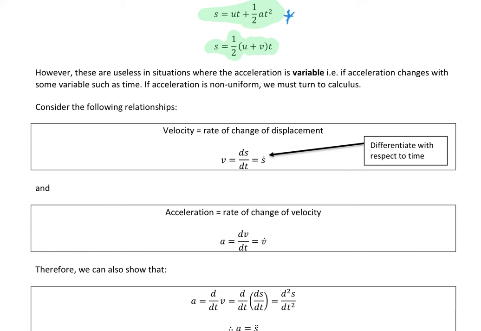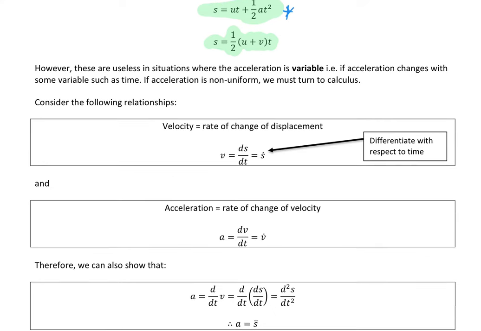So if s is your displacement, and you can imagine s is some function of time, then you can get your velocity. Velocity, remember, is the rate of change of displacement. So velocity is ds/dt, and we can also write that as s with a wee dot. The dot means it's being differentiated with respect to time. So your displacement has been differentiated with respect to time.